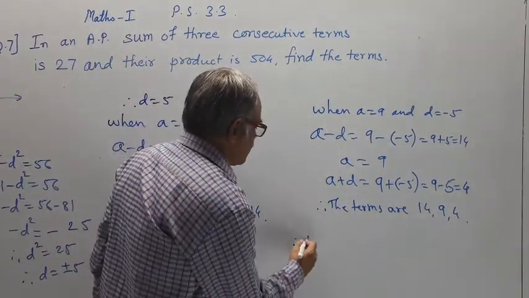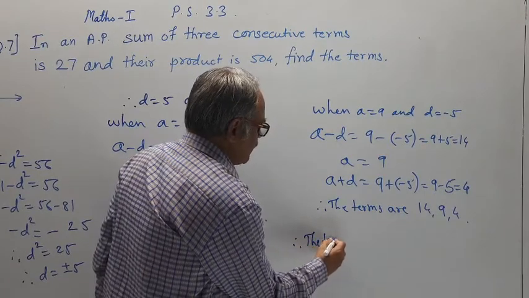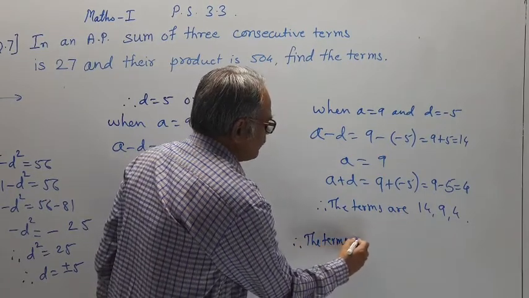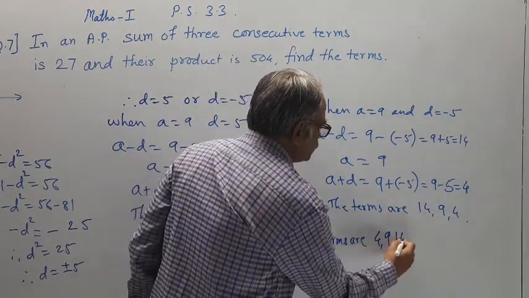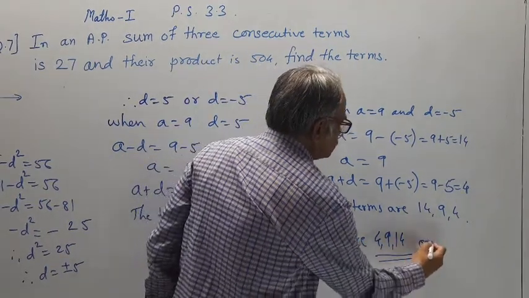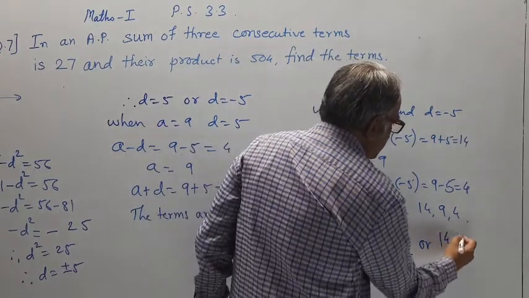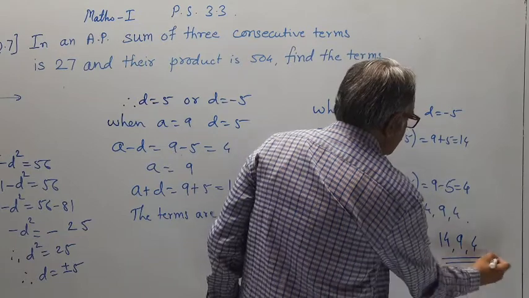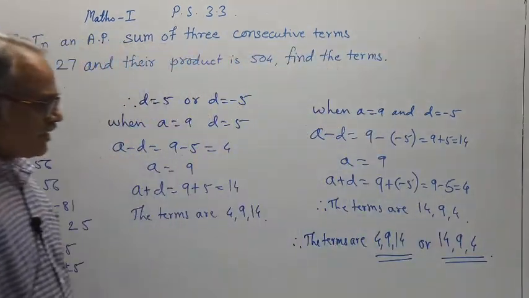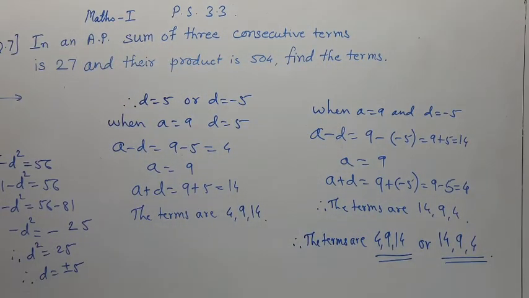Therefore, the terms are, we can write both answers: 4, 9, 14 or 14, 9, 4. Either ascending or descending, but the numbers are the same. These are the three terms which are asked. Find the terms.